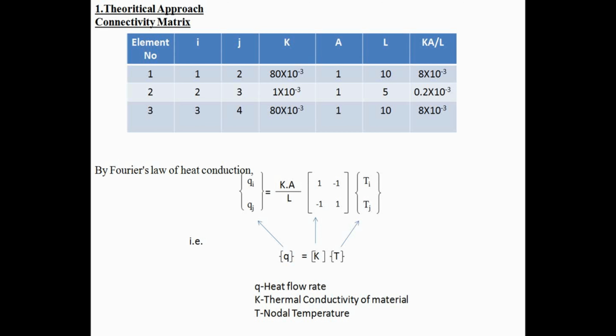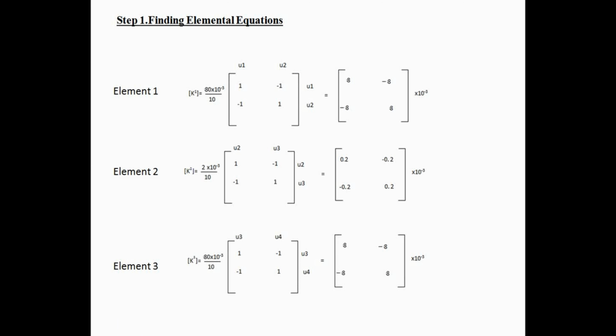We will apply this global equation for each element. So for element 1, we will first calculate the thermal conductivity matrix K1. K1 we have calculated as 8 into 10 to the minus 3 into area 1, divided by L as 10, into the matrix [1, -1; -1, 1].